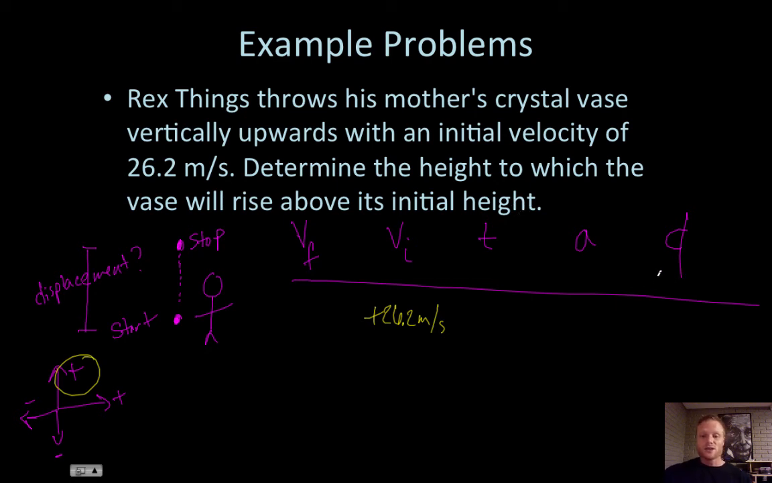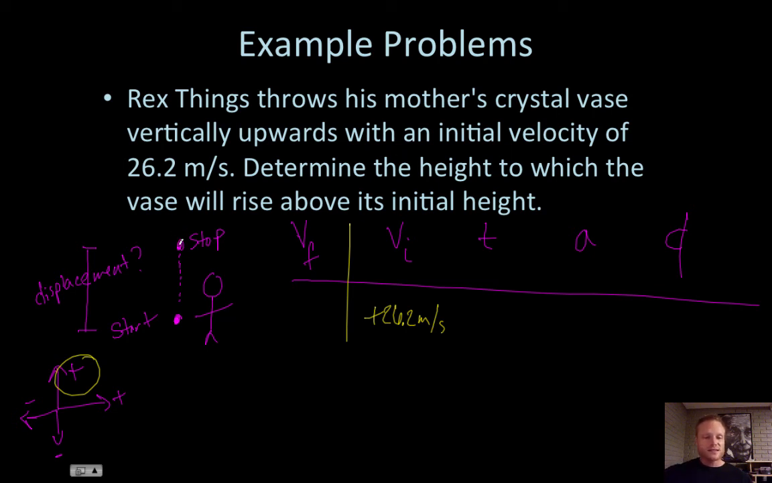Okay, so I don't know much else, right? Well, let's think about that for a second. In just the previous slide, I'd given you guys a hint when you have free fall problems. And that's really what this is. After Rex throws his vase up in the air, what force is acting on the vase? The only force left that's acting on the vase is gravity, okay? Because remember, we ignore air resistance.